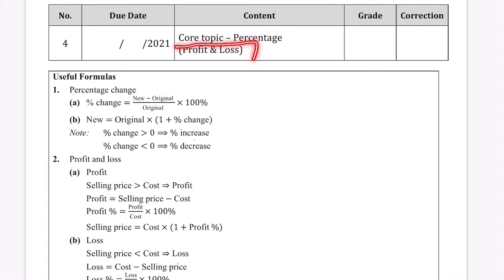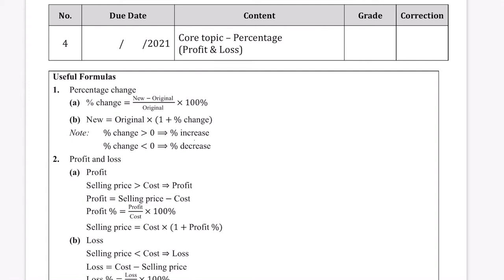In this one we are mainly focusing on profit and loss, and later on we will also have simple interest and compound interest. These two are the main targets in DSC for the percentage topic. So before we start, do you know the common formulas for profit and loss?